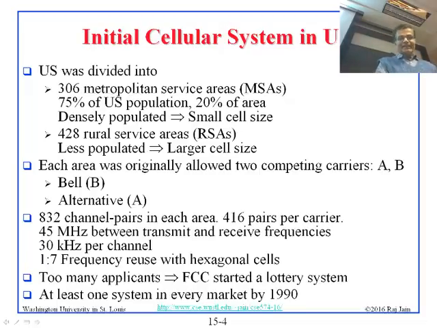But anyway, they wanted to make sure that whoever won the lottery, they have to have at least one market in by 1990. If you didn't do it by 1990, then you lost your contract, and then you had to pay so much fine and this and that. So you cannot just go and apply for a thing and then try to sell it to somebody else. So at least one system in every market by 1990. Any question about this history?